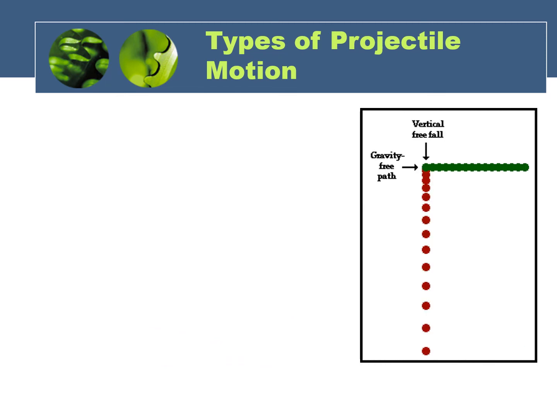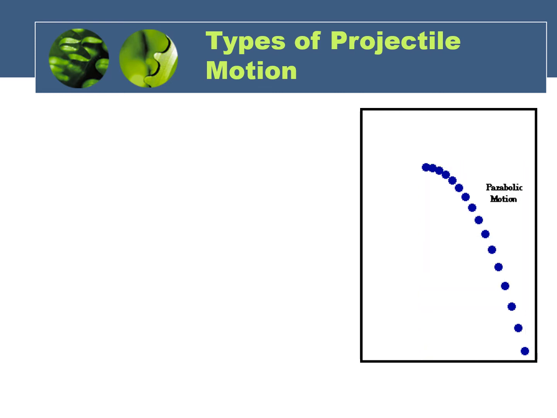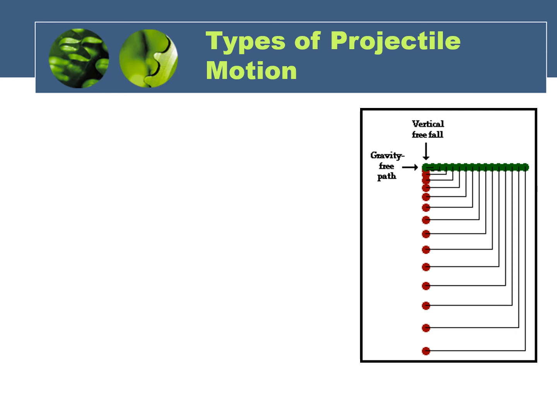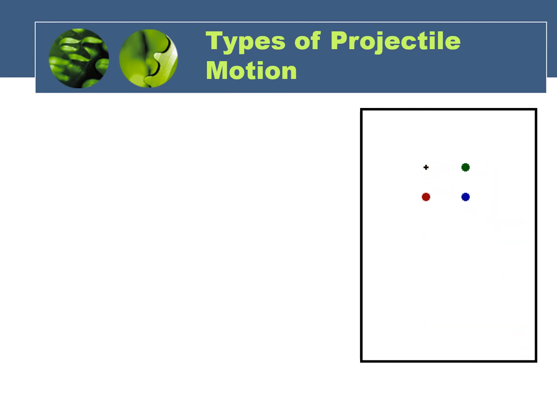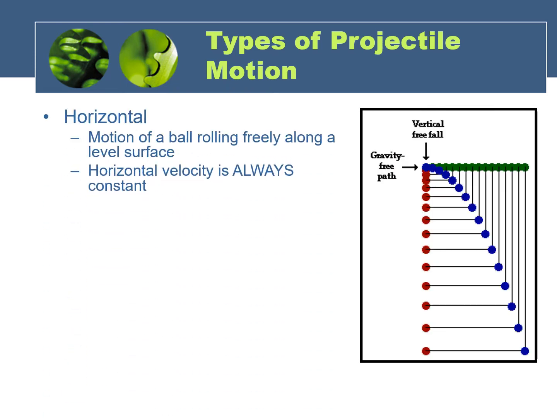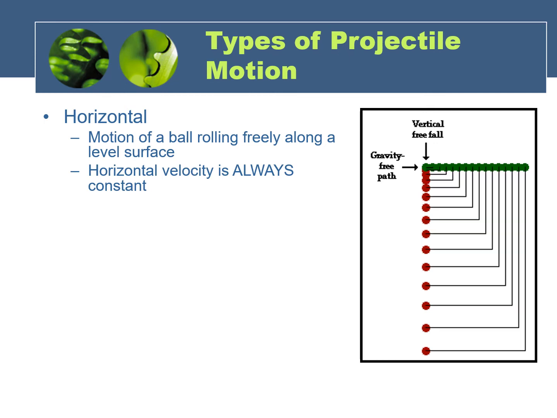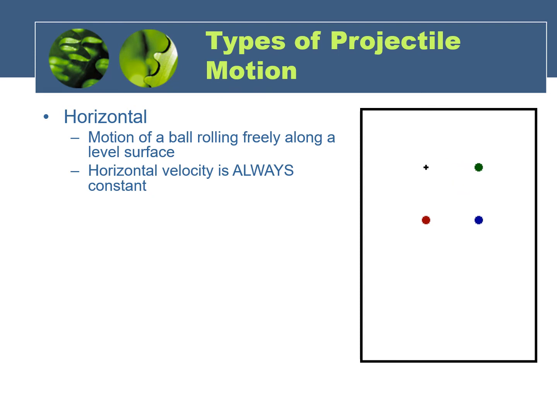Projectile motion is composed of two types of motion. The horizontal component is represented by the green-colored ball, while the vertical component is represented by the red-colored ball. Let's describe the horizontal motion or the horizontal component. The horizontal component is the motion similar to a ball rolling freely along a level surface. The horizontal velocity is always constant.